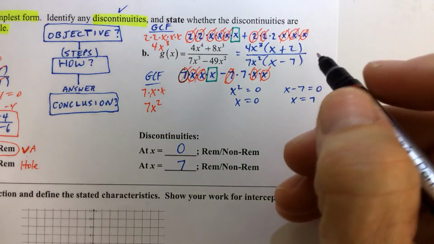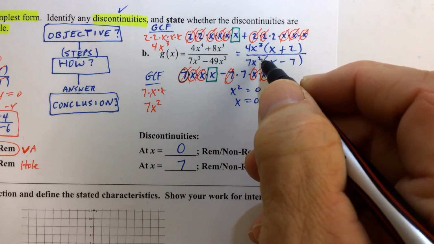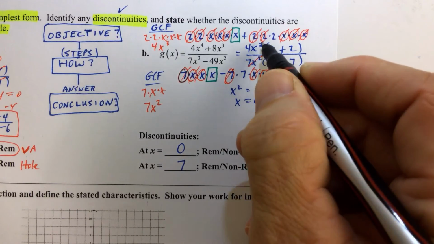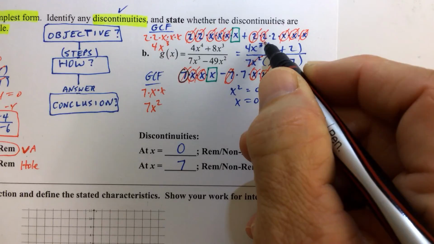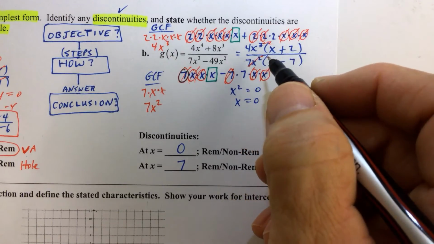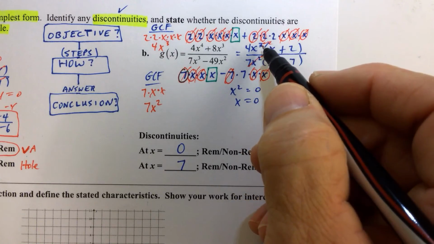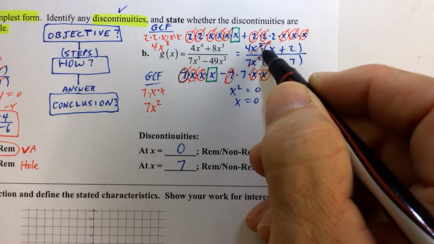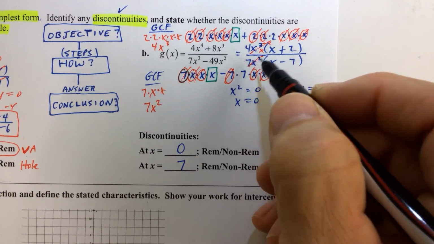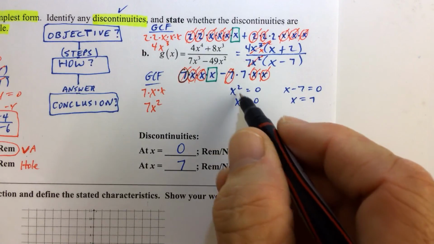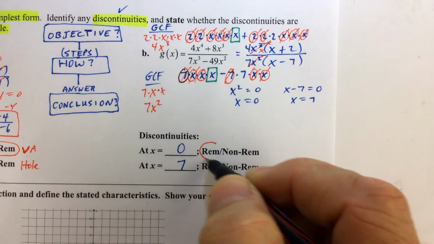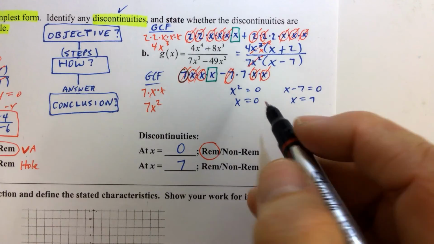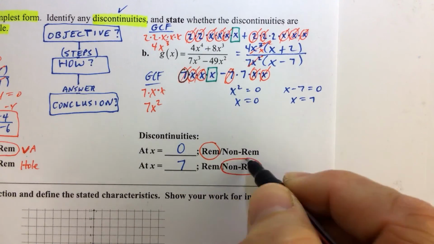If we cancel, we can cancel x squared here. We have x squared in the denominator, and there are 2 x's up here to cancel with, so we subtract 2 from that exponent. We have x cubed over x squared, that's just x in the numerator. The x squared gets canceled, which means the 0 is removable. The x minus 7 did not get canceled, so the 7 is non-removable.